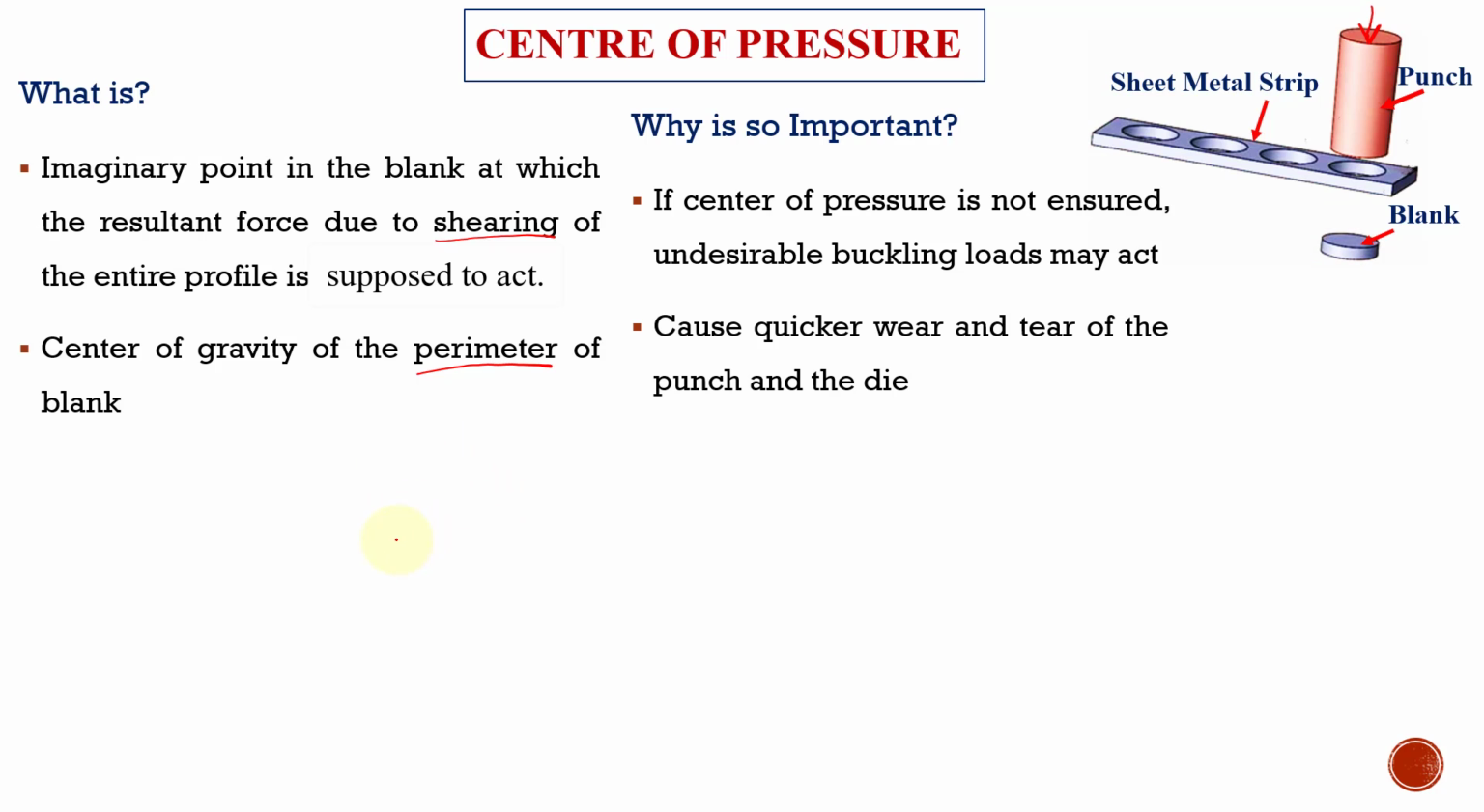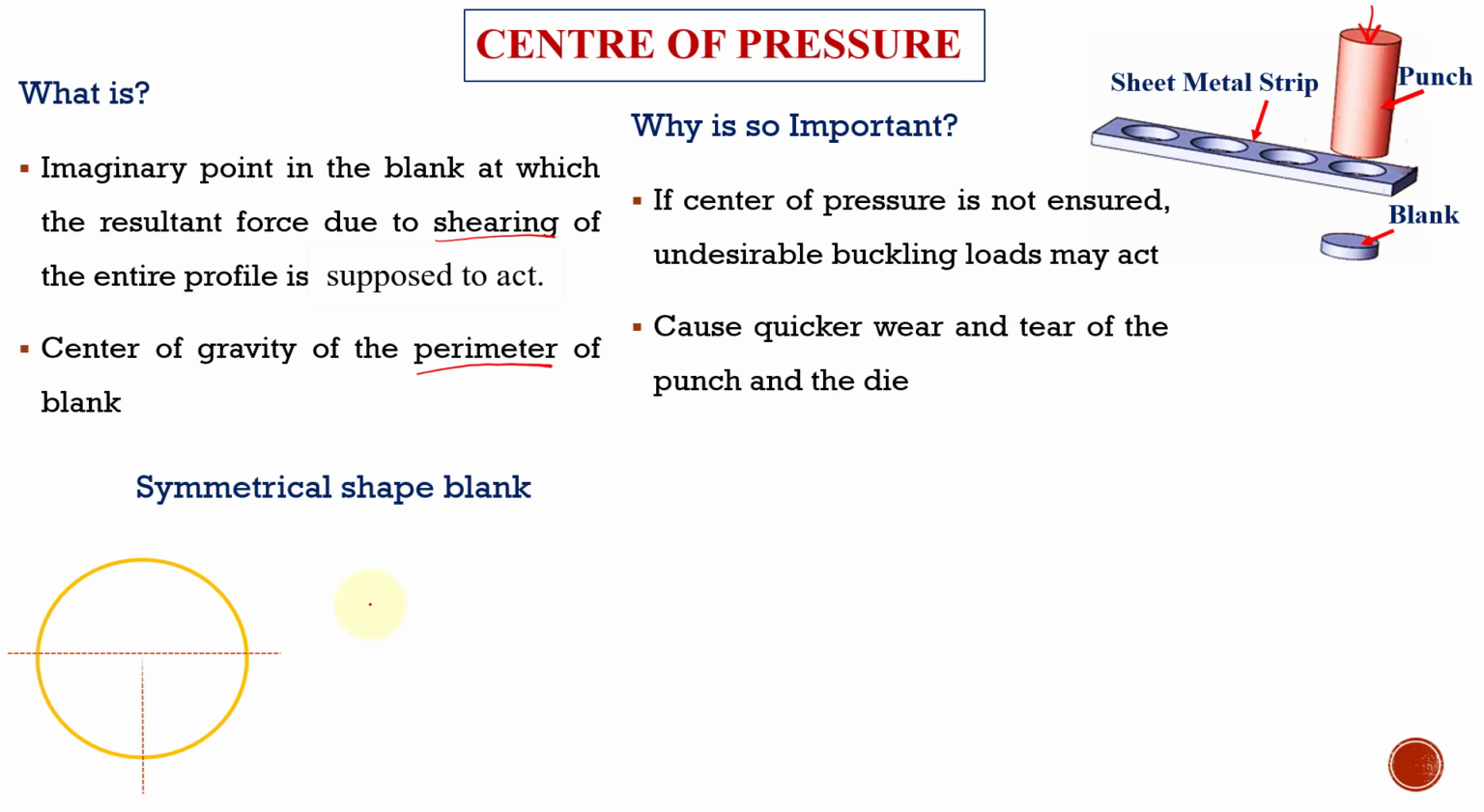Now let us see how to calculate the center of pressure for a symmetrical shape blank. Here you can see it is a circle. It is symmetrical about both the horizontal as well as the vertical axis. To calculate the center of pressure, first we have to construct two reference axes. One reference axis is X and the other is Y. The center of pressure is located at the center of the perimeter of this circular section. So this distance is R. Similarly, this height is also R from the reference x-axis. So here it is very easy to locate the center of pressure, which is R, R.